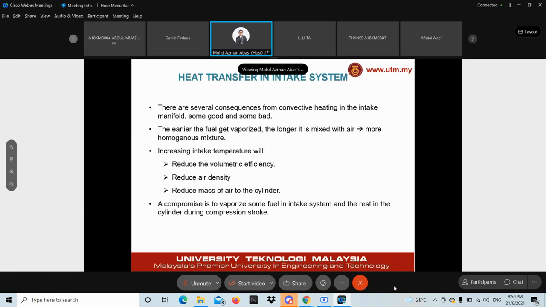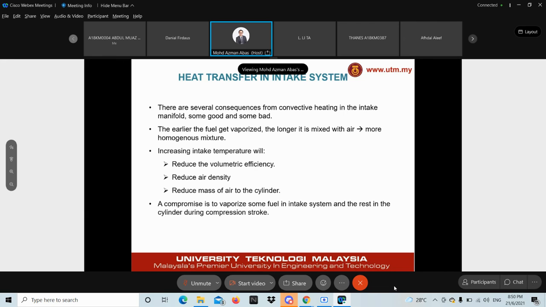Increasing intake temperature will definitely reduce the volumetric efficiency, and also reduce the air density and reduce the mass of air to the cylinder. But you definitely need a warm intake temperature, I wouldn't say higher, to vaporize some of the fuel, to assist the vaporization of the fuel with the air in the intake system. So there are pros and cons.